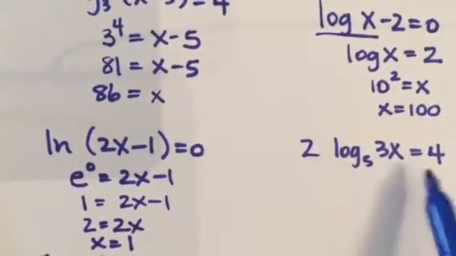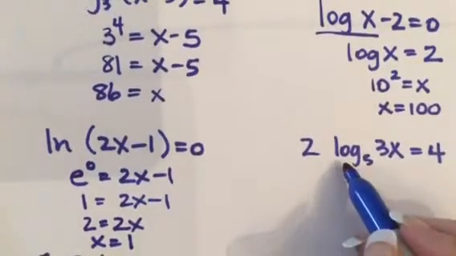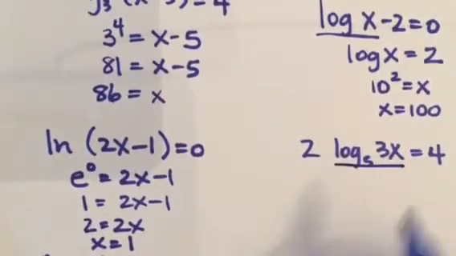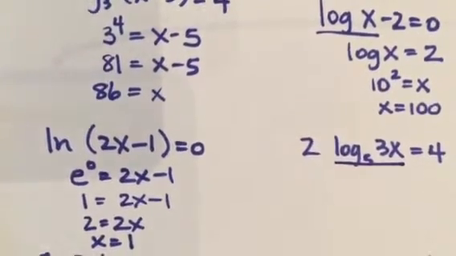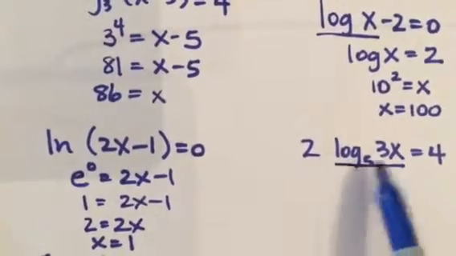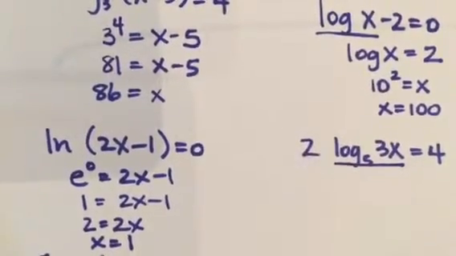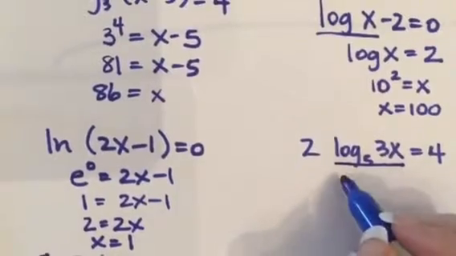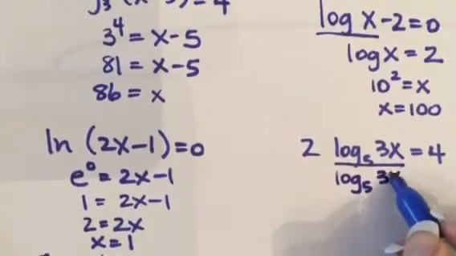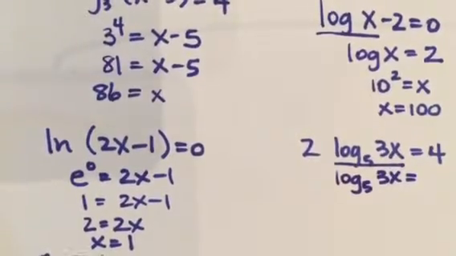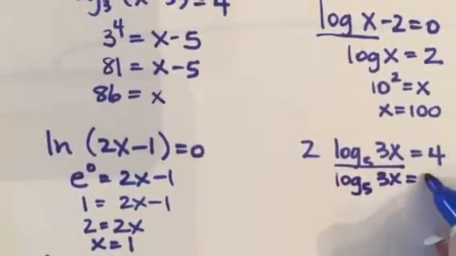Let's look at this equation here. Our logarithmic expression is this much of the left-hand side. So what do we need to do? We need to isolate the logarithmic expression and get rid of this 2. And we're going to do that by dividing. So log base 5 of 3x is equal to 4 divided by 2, which is 2.